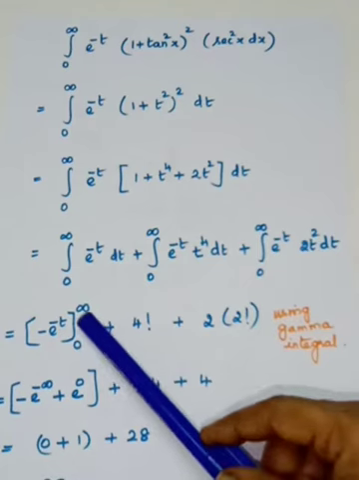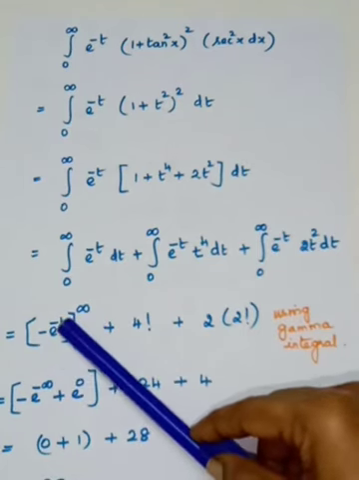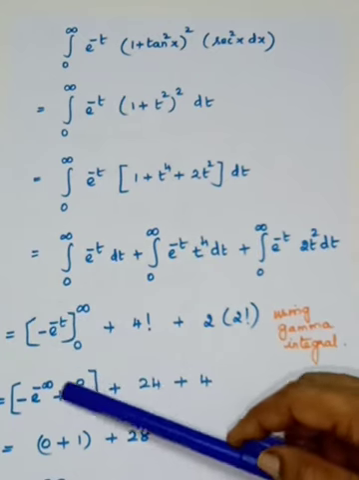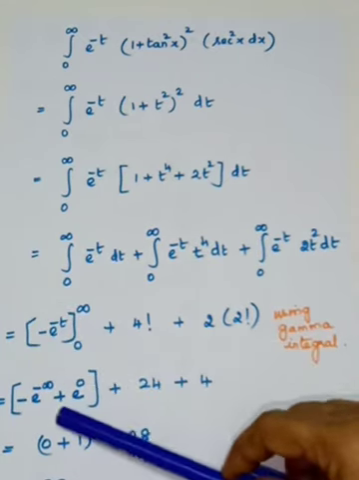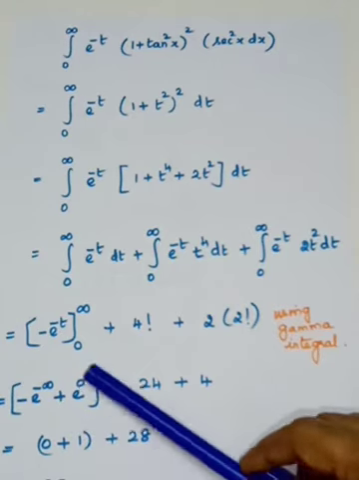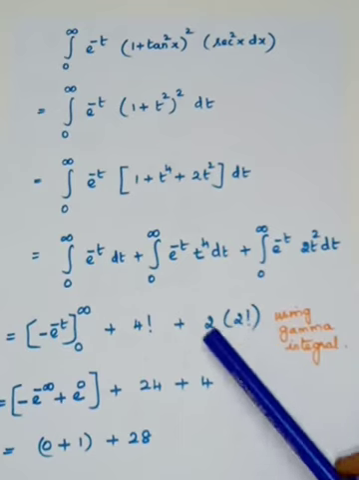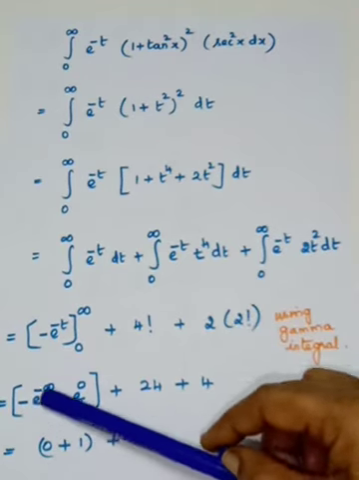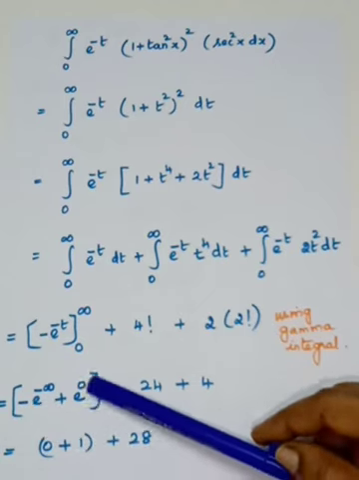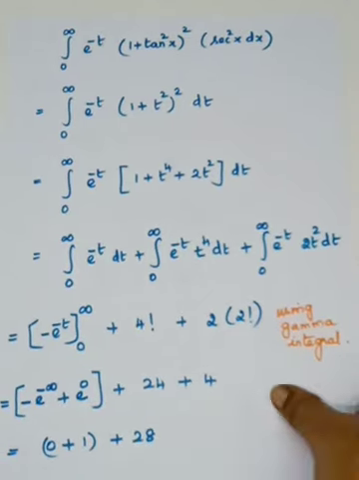So if you apply the upper limit for the first term, minus e power minus infinity, before applying the lower limit you will have minus, here also you will have minus, so minus into minus plus e power 0. 4 factorial is 24, here 2 factorial is 2, 2 2's are 4. E power minus infinity is 0, so the first term will become 0, here e power 0 is 1, so 28 plus 1 is 29.